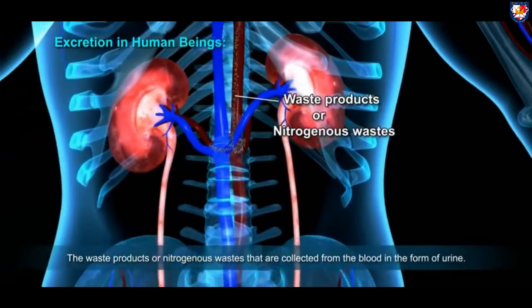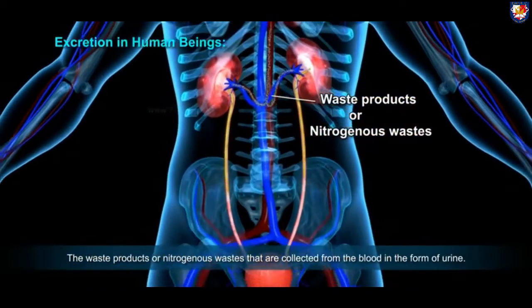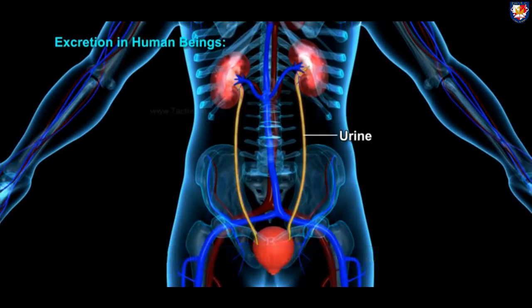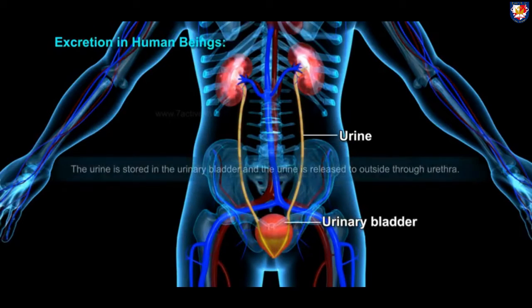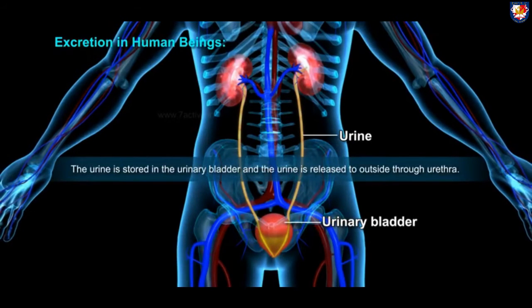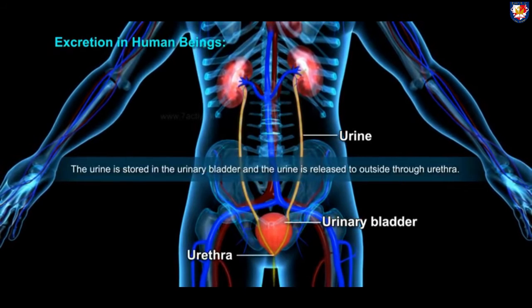The waste products are nitrogenous wastes that are collected from the blood in the form of urine. The produced urine passes through the ureters into the urinary bladder. The urine is stored in the urinary bladder, then the urine is released to the outside through the urethra.